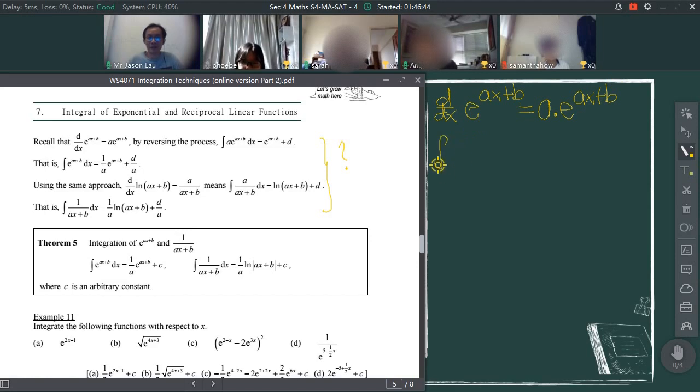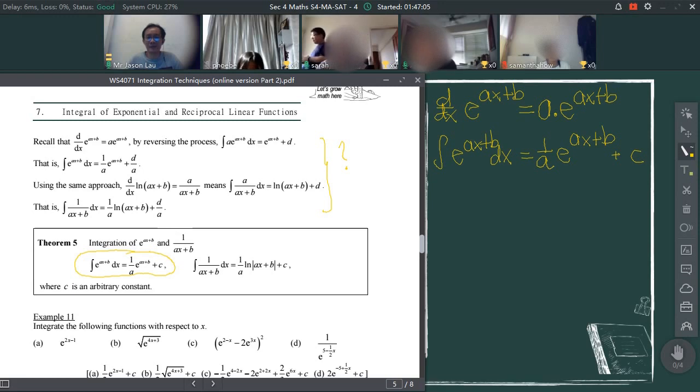Then how about integration? Integration is about the same. You copy the same thing, but instead of times a, you divide by a. Then plus c. So simple. Copy the same thing; instead of times, you divide. Then you plus c, and that's it.